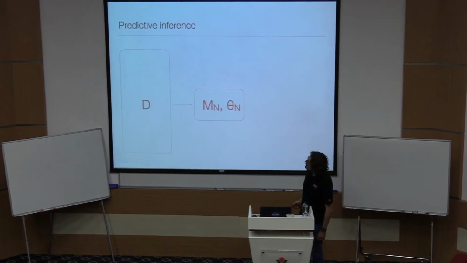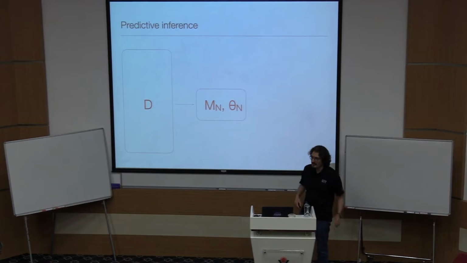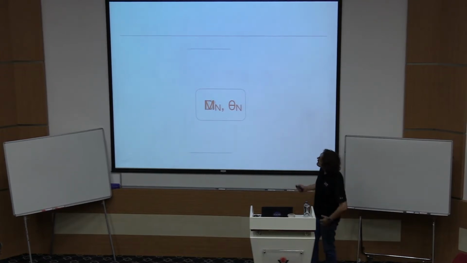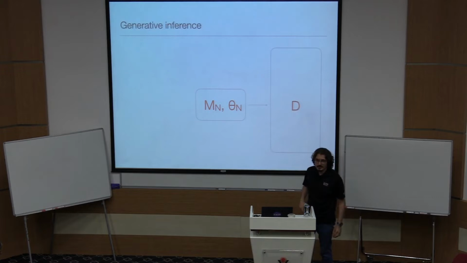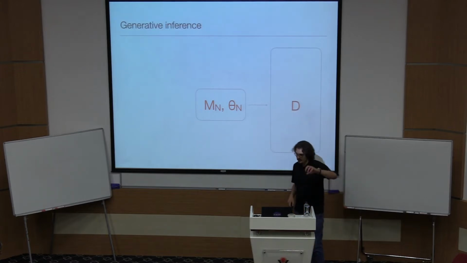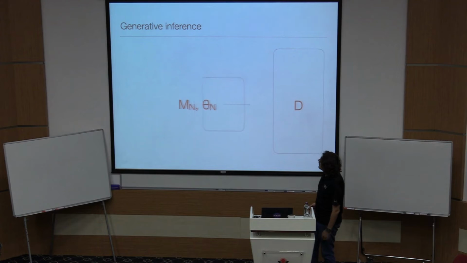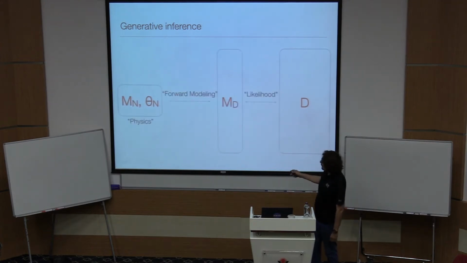So there are two ways to do this. First, there's predictive inference, which I think I mentioned already: you go from the data directly to the model space. There is also generative inference, where you take the model, sample randomly, and then project it into the data space. And a couple of important points here.